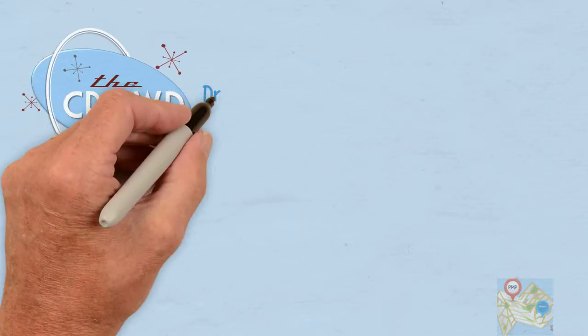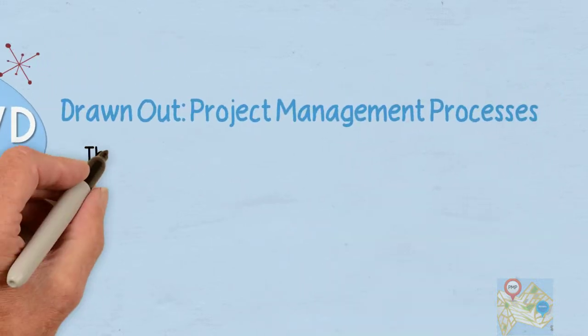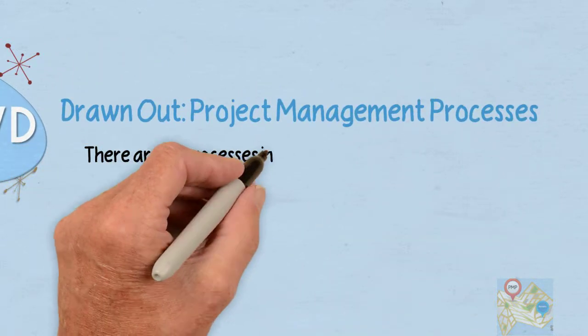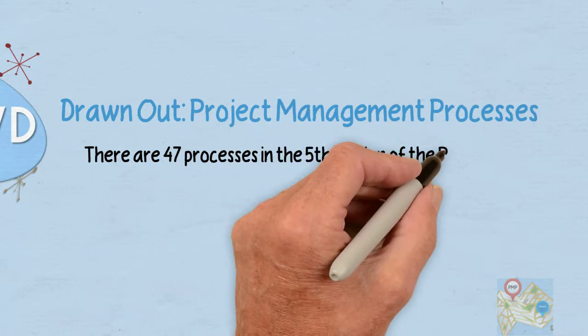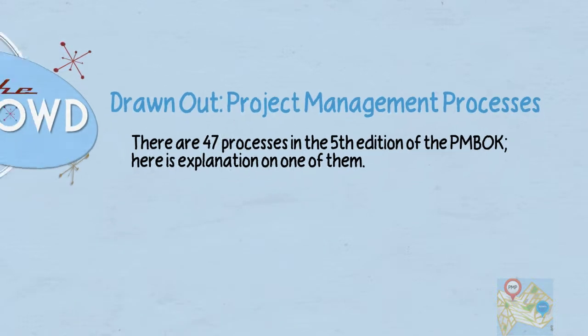The crowd. Drawn out project management. There are 47 processes in the 5th edition of the PMBOK, and here is an explanation of just one of them.